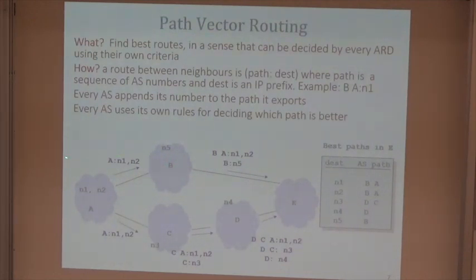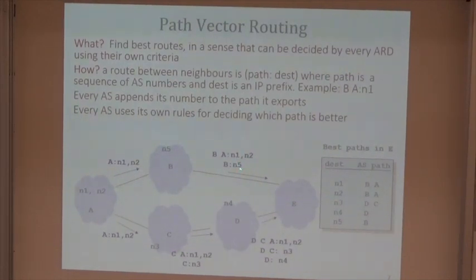If the policy allows B to forward this information, it will inform E by appending its own number to it. So B will say to E, I have a path to N1, which is BA-N1, and similarly to N2, and I have a path to N5, which is B-N5.